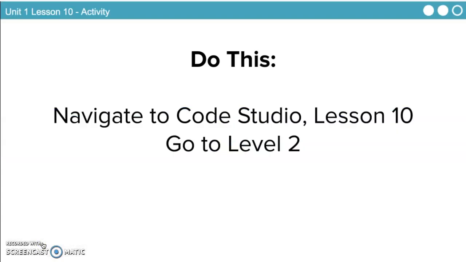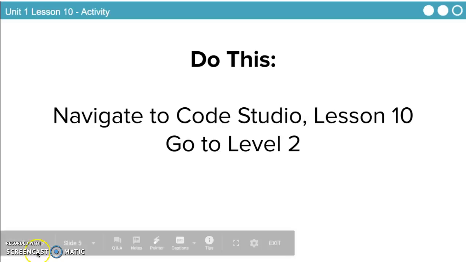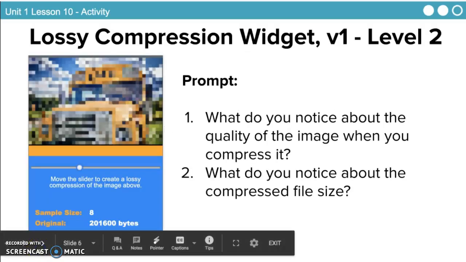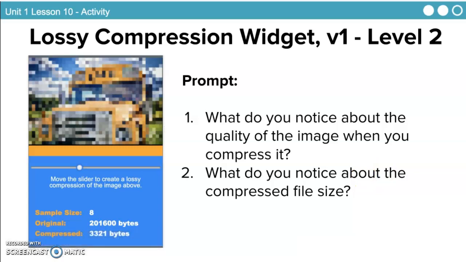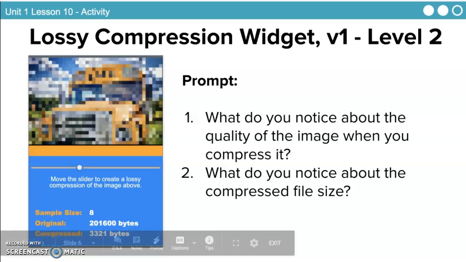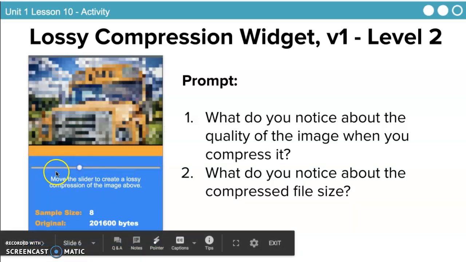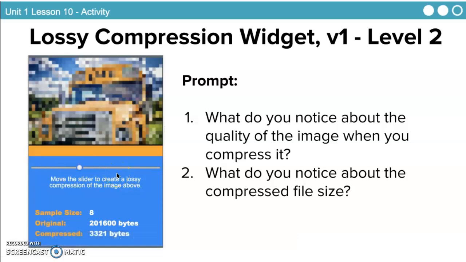Okay, so you're going to go to Code Studio, Lesson 10, and then go to Level 2, Bubble 2. And let's just look at this. You can move the slider when you're in the widget. You should probably, when you're looking at this video, split your screen and have one half of the screen be this video and the other half be your actual Code Studio open, so that you can slide this slider and see the different levels of compression and how it looks.